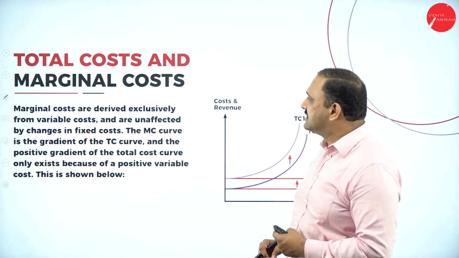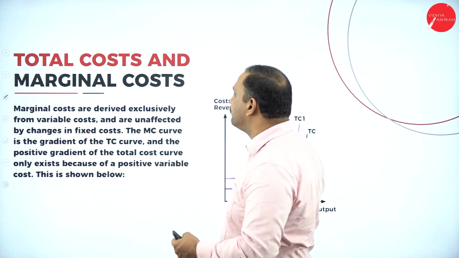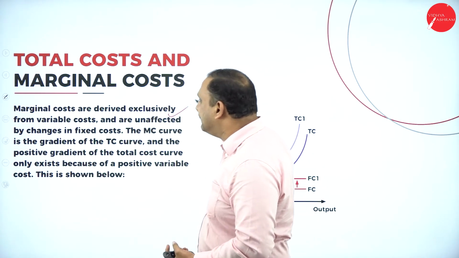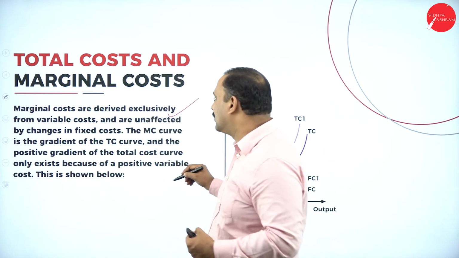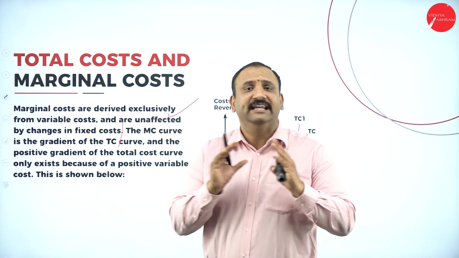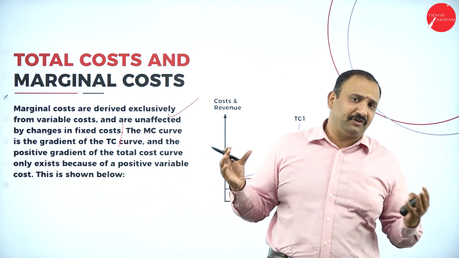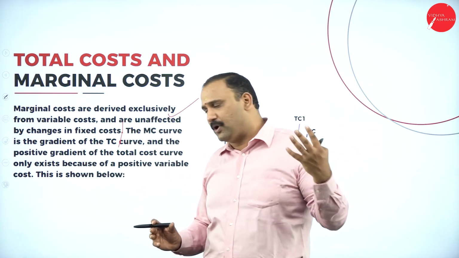Now the next thing is the total cost and the marginal cost that comes into the picture. Marginal costs are derived exclusively from the variable cost and are unaffected by the fixed cost. So there's not going to be any impact of fixed cost changes coming into the picture. We are not really worried about it.